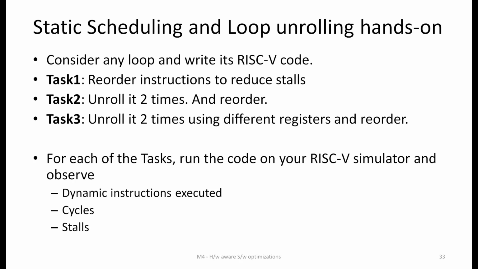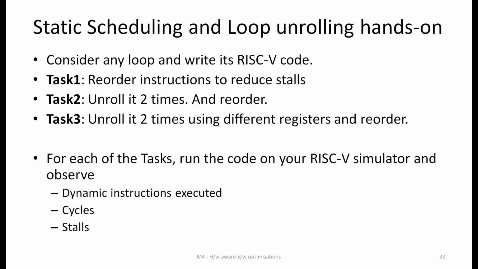Take any simple loop, it can be the one we have discussed in this class, and write the RISC-V code. As you already know, there are multiple assembly codes for the same C code. Whatever I have discussed was what I came up with the very first time I thought about it. It might not be optimized at all. So if you have some optimized code, you can write it. Do task 1, task 2, task 3 in that order. In task 1, reorder the instructions to reduce the stalls. As task 2, unroll it 2 or 3 times, and now look for reordering the instructions. As task 3, unroll the loop and use different registers and try to reorder.